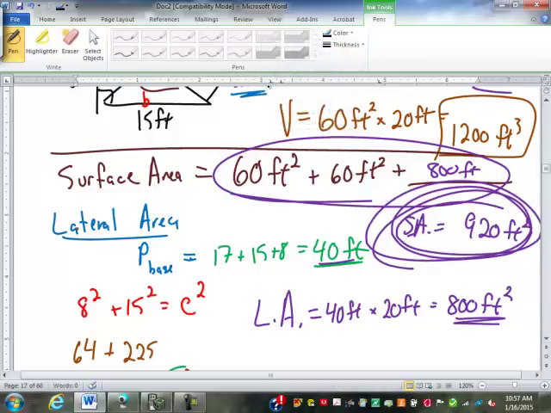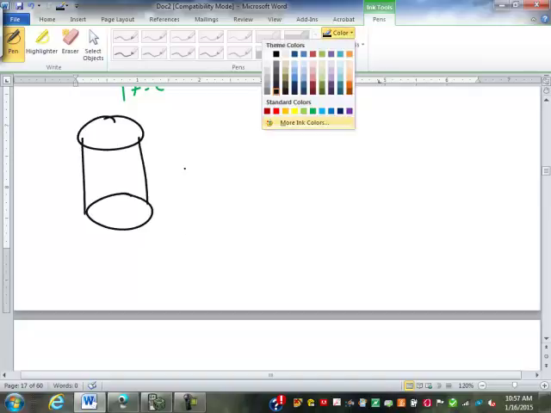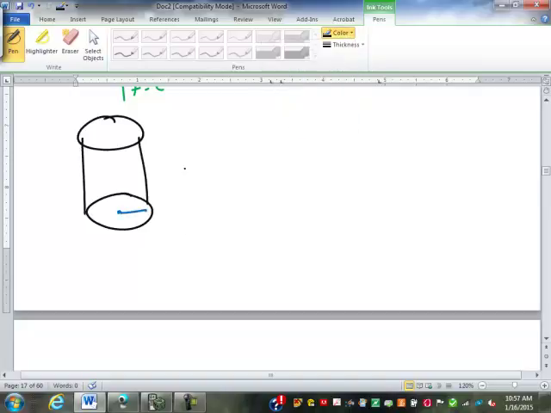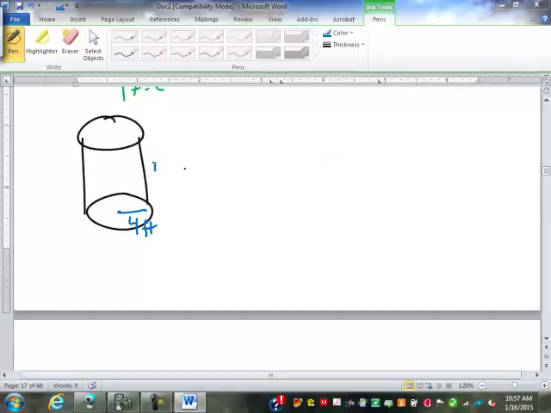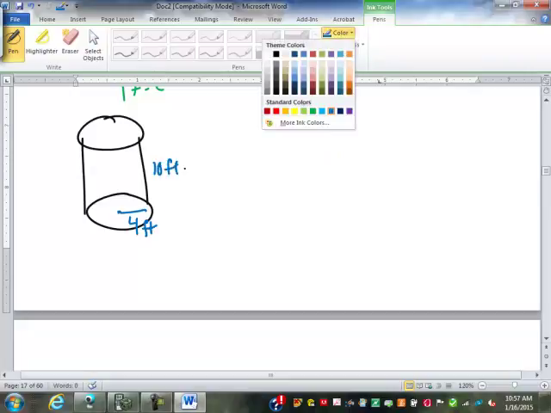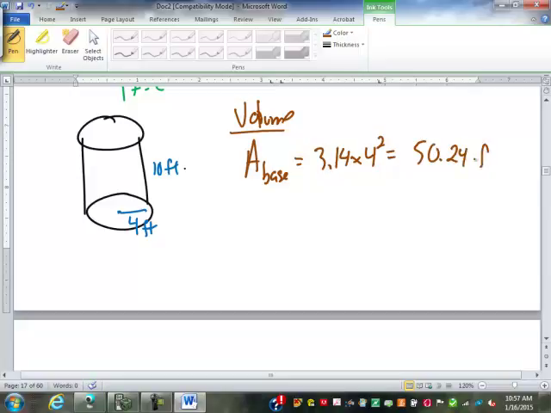The great thing is this even works for cylinders. Pretend that looks like a cylinder. And you're probably thinking, it doesn't seem that great to me. Let's say this is 4 feet and 10 feet. How do I find the volume? Walk me through it. Area of the base, okay, which is going to be pi times radius squared, which is going to be 50.24 square feet.